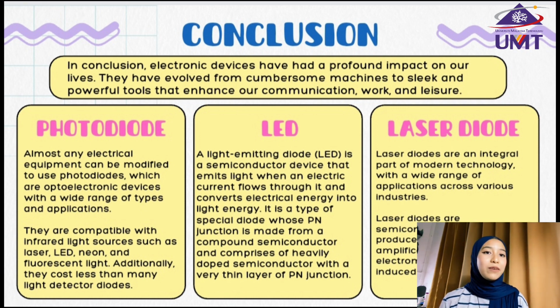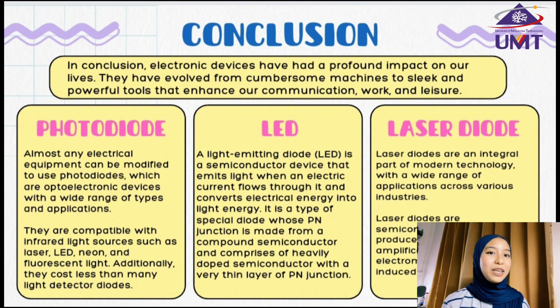For LED, we have identified that a light-emitting diode, or we can call it LED, is a semiconductor device that emits light when an electric current flows through it and converts electrical energy to light energy. It is a type of special diode whose PN junction is made from a compound semiconductor, and consists of heavily doped semiconductor with a very thin layer of PN junction.